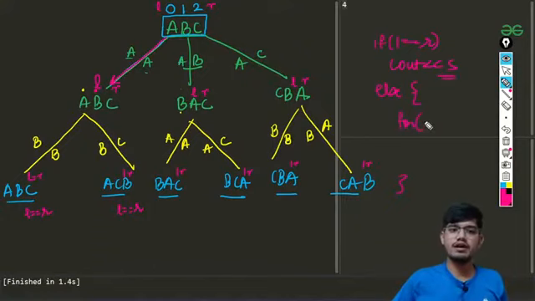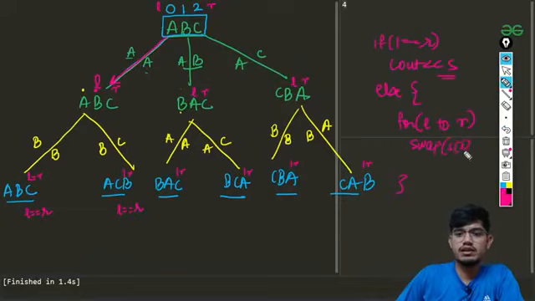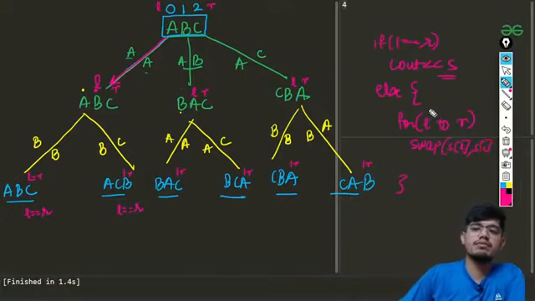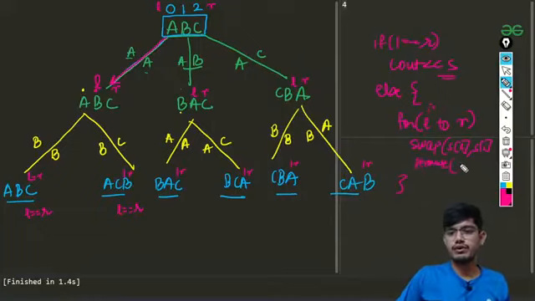We'll be starting iteration from our L, and going from L to R, I less than or equal to R. And in this we'll be doing two things. First thing is that I will be swapping S of L with the S of I, this will be basically I. And then we'll be calling this function again, which I'll be calling permute, and in this I'll be passing the string, I'll be passing L plus 1, and then I'll be passing R.